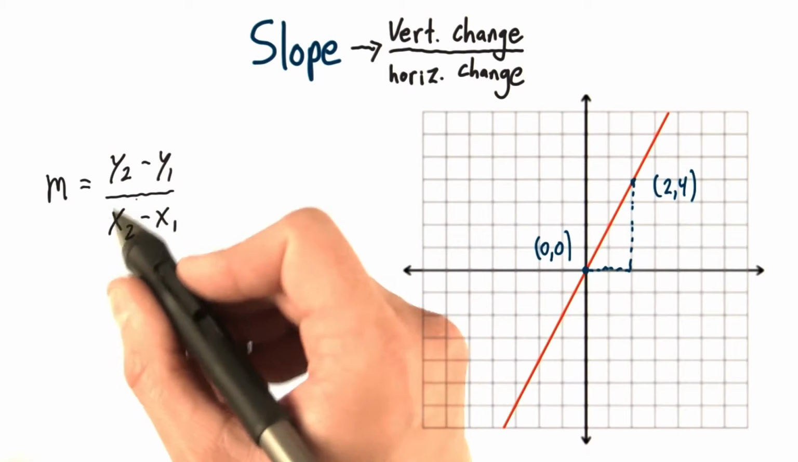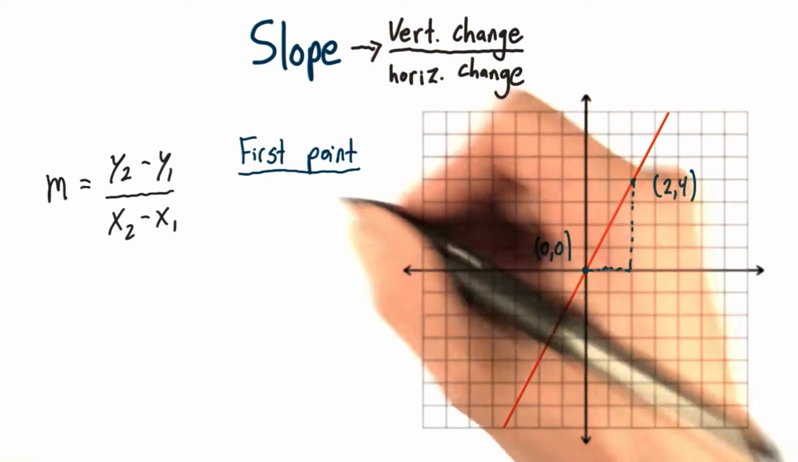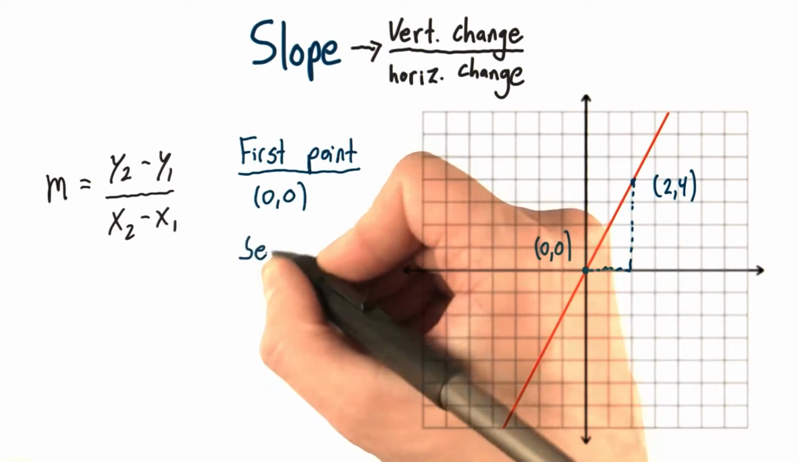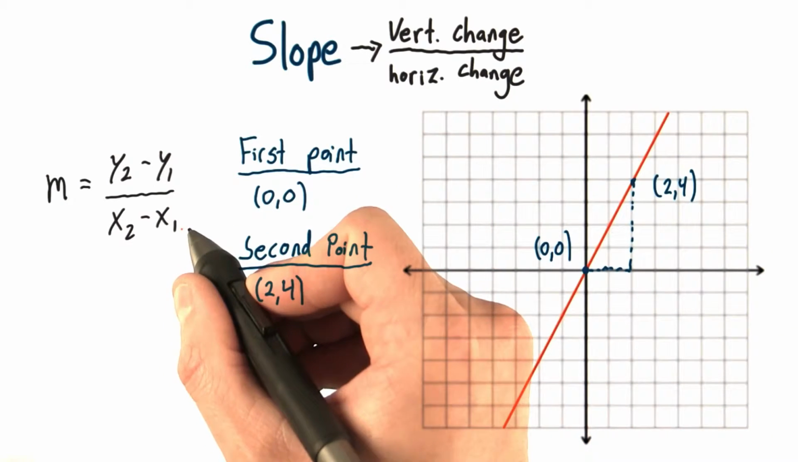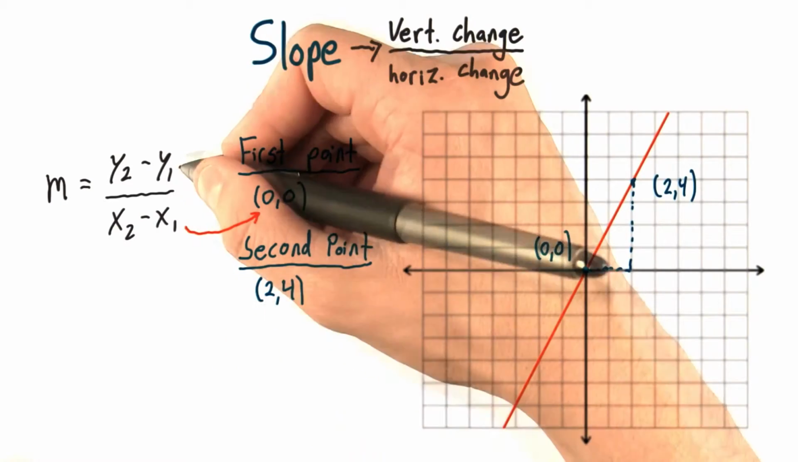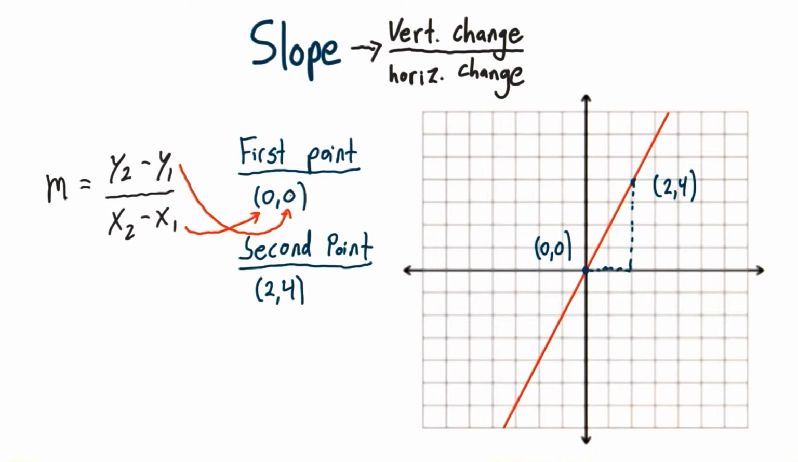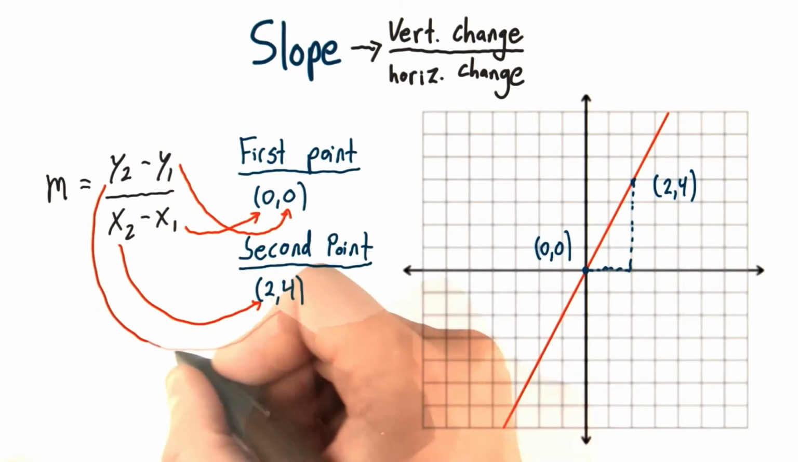And I'm going to show you how I would use this equation with these points. So here, our first point was this one here, 0, 0. Though in truth, it doesn't matter which we call first and which we call second. And our second point was this one here, 2, 4. And since I said x1 was the x-coordinate of the first point, it corresponds to that 0. And y1 is the y-coordinate of the first point, corresponds to that 0. x2 is this 2, and y2 is this 4.